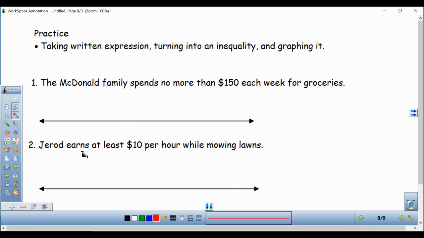Okay, we're going to practice now with a word problem or an expression. So I'm going to read number 1, and then we're going to take that information, write our own inequality and then also graph it. If you want to try it on your own, you can pause it. Otherwise, keep working with me.